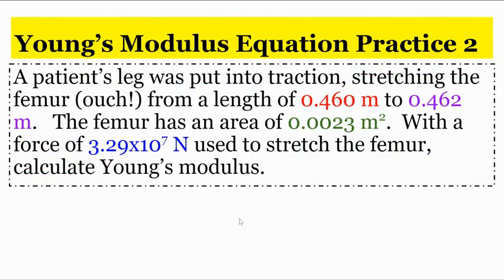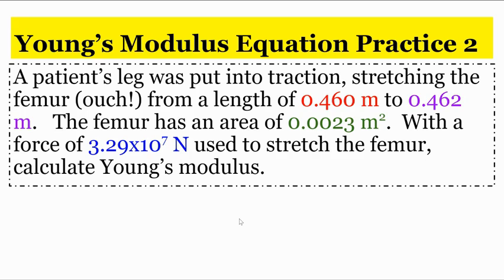All right, let's try a second problem. Again, I would take a second, pause me, and write this problem into your notes. A patient's leg was put into traction, stretching the femur, ooh, that doesn't sound comfortable, from a length of 0.460 meters to 0.462 meters. The femur has an area of 0.0023 meters squared. If a force of 3.29 times 10 to the 7 newtons is used to stretch the femur, calculate the Young's modulus value.